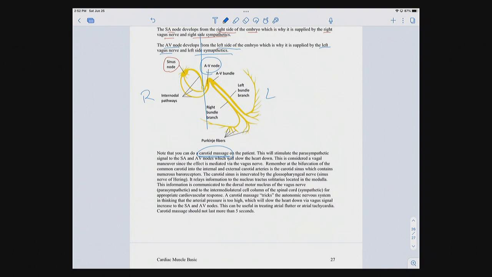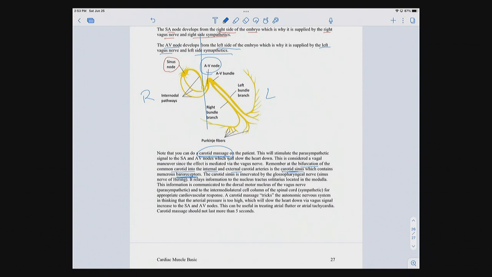If you recall, the carotid massage is going to be associated with the carotid sinus. The carotid sinus is that area right where you have the bifurcation of the common carotid artery into the internal carotid artery and the external carotid artery. Right there is a sinus, and that sinus contains numerous baroreceptors. So that's the area that is basically sampling arterial blood pressure.